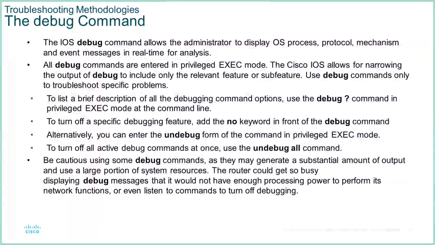Now, using this command is resource intensive on the device. So once you've captured your information by watching the output of this debug command, it is recommended that you turn it off as soon as possible by using undebug. So debug turns on the command, undebug turns it off. Now, you need to use the same options after the undebug that you used to turn on. So if I said debug OSPF 1, I would have to go undebug OSPF 1 to turn it off. Or you could use the generic undebug all command that turns off all debugging on the device at once.